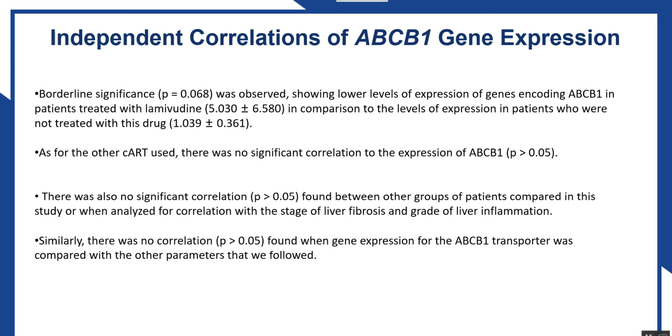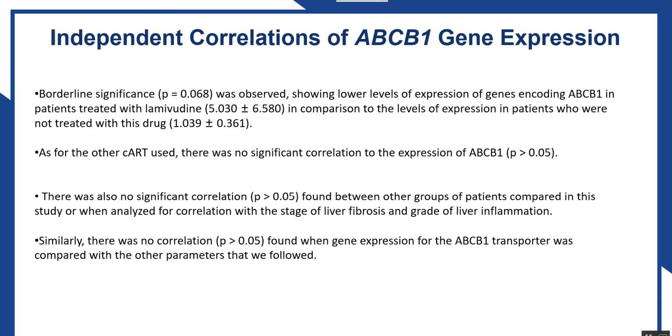We did find some significant correlations when the independent analysis, where univariate analysis was performed. There was a borderline significance observed showing lower levels of expression of genes encoding ABCB1 in patients treated with lamivudine in comparison to the levels of expression in patients who were not treated with these drugs. As for the other antiviral drugs used, there was no significant correlation to the expression of ABCB1.